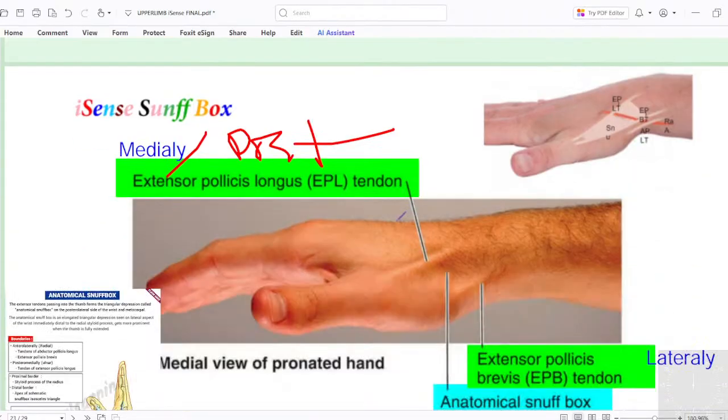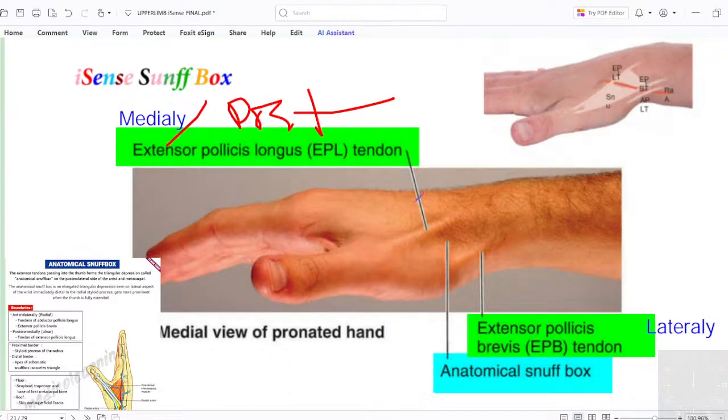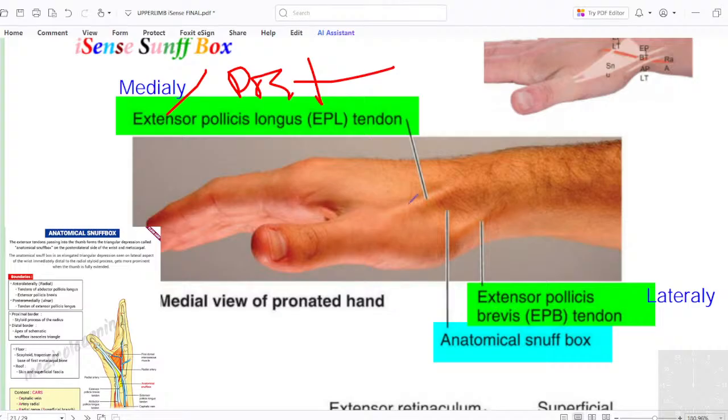Okay, almost finished. Now, this is the anatomical snuff box. The radial nerve is also an important topic, and from here you will get one question for 1 mark. Especially they ask about the boundary and the contents. The boundary is also a confusing question.